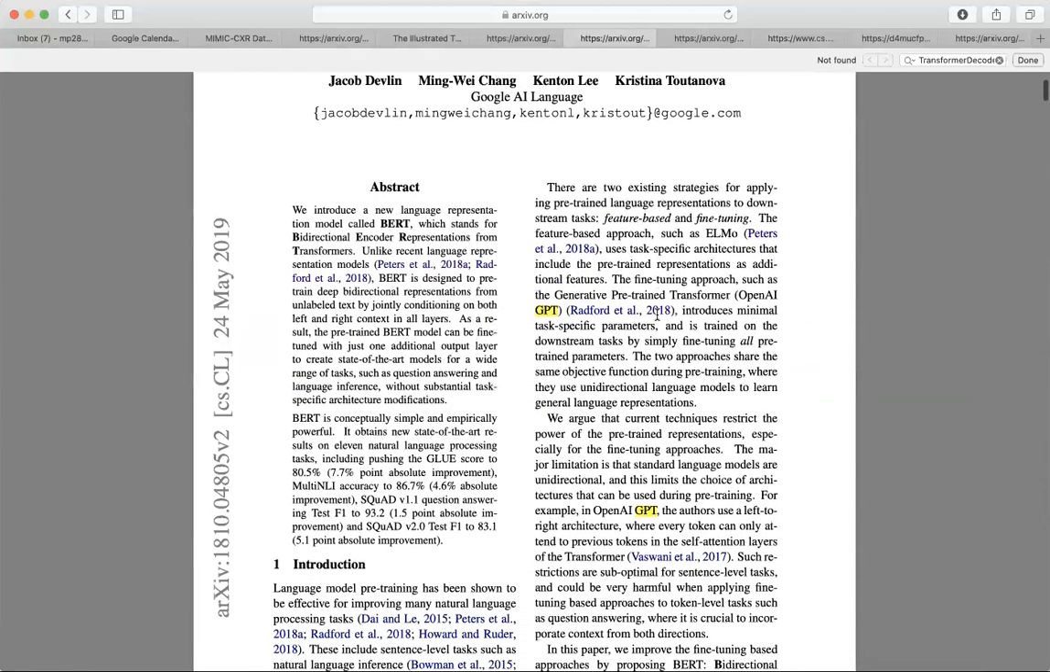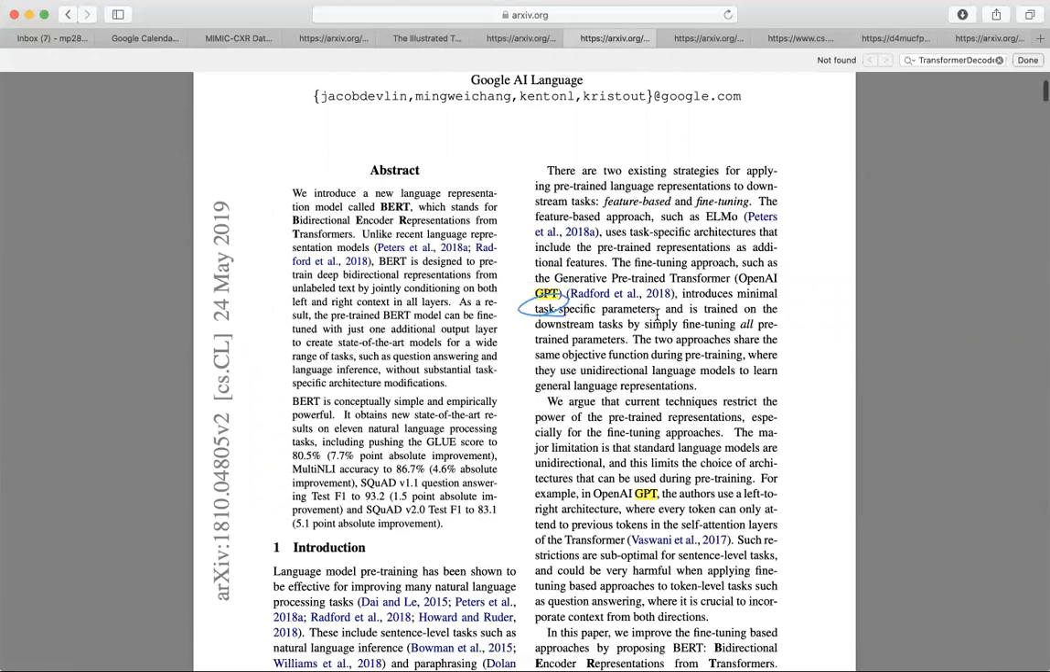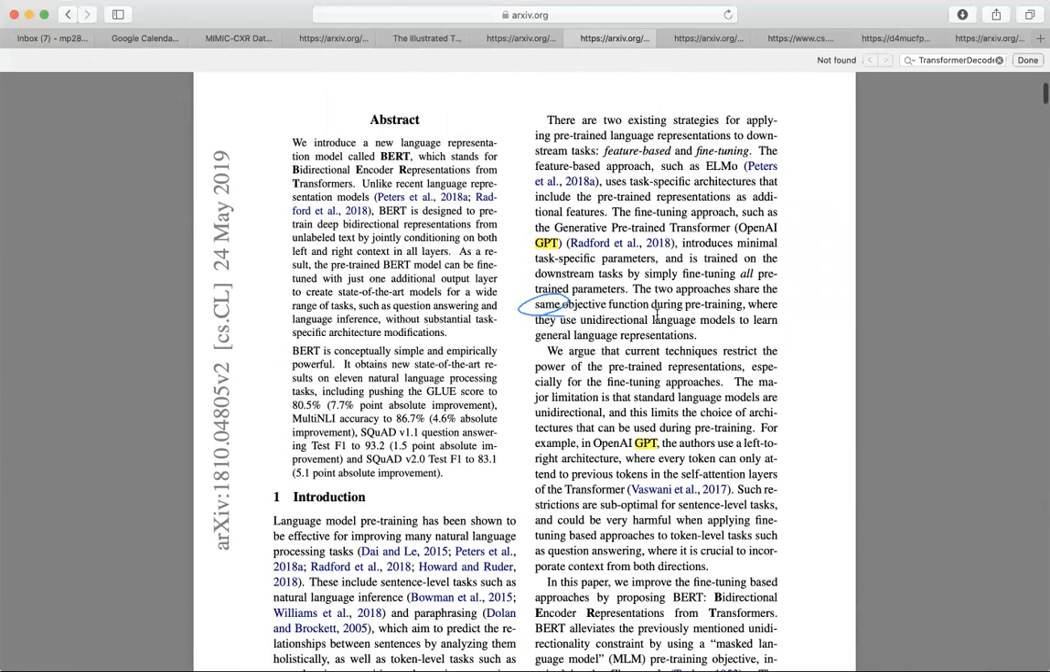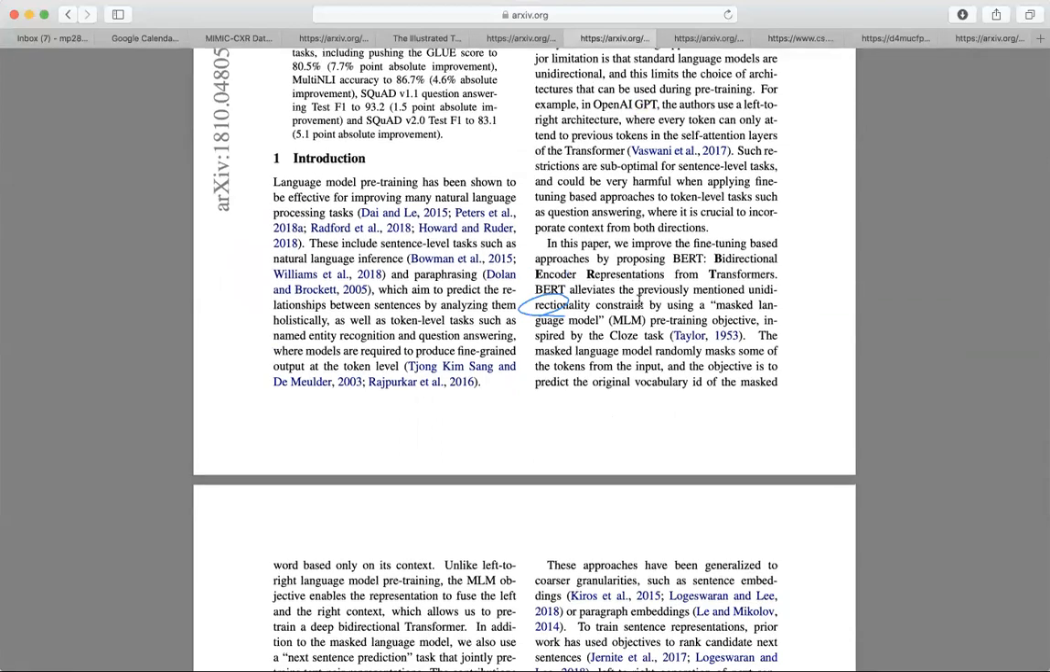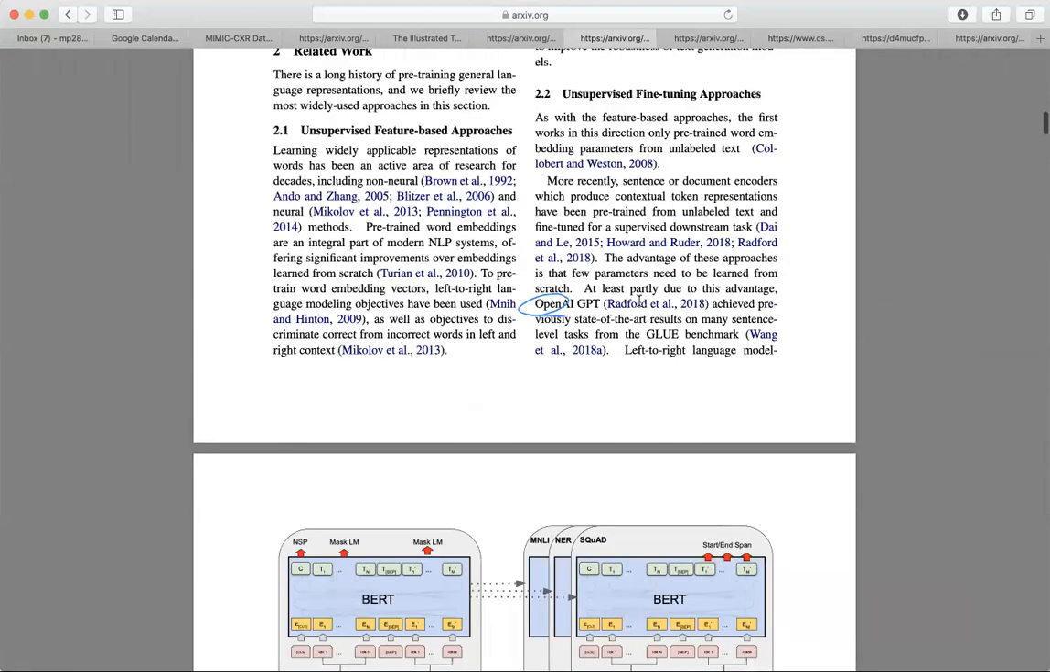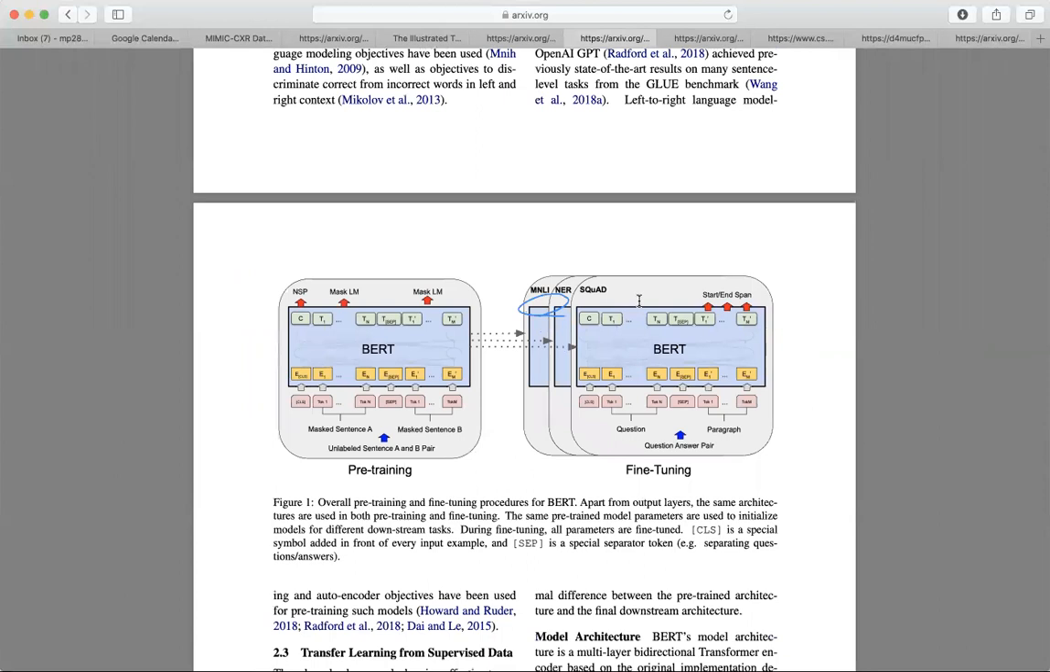So BERT comes after GPT. You can see that it is citing GPT. There's an architecture here, which is basically using the transformer encoder only.